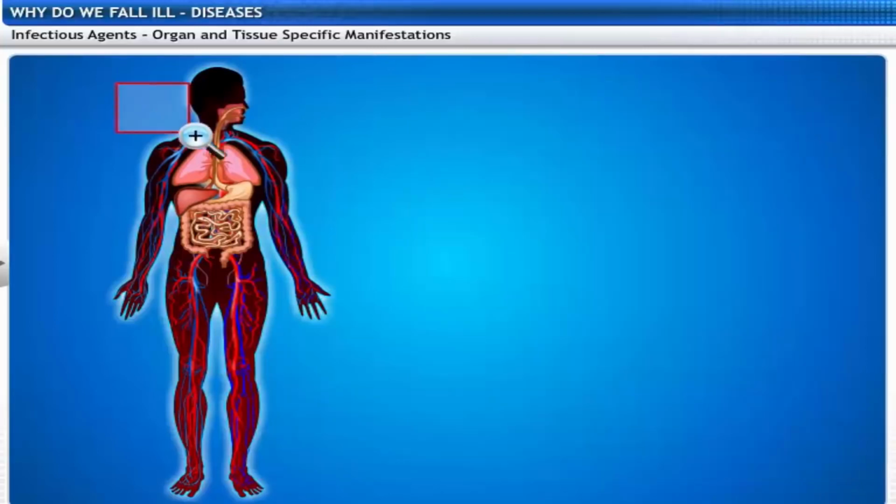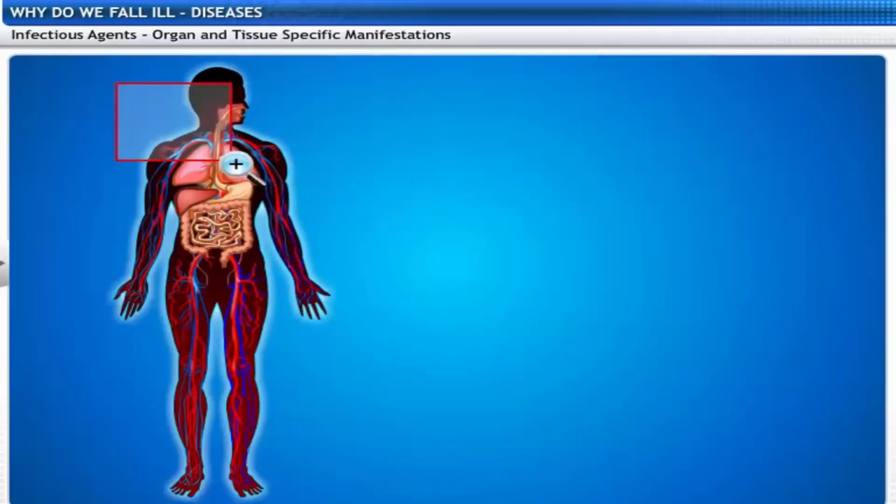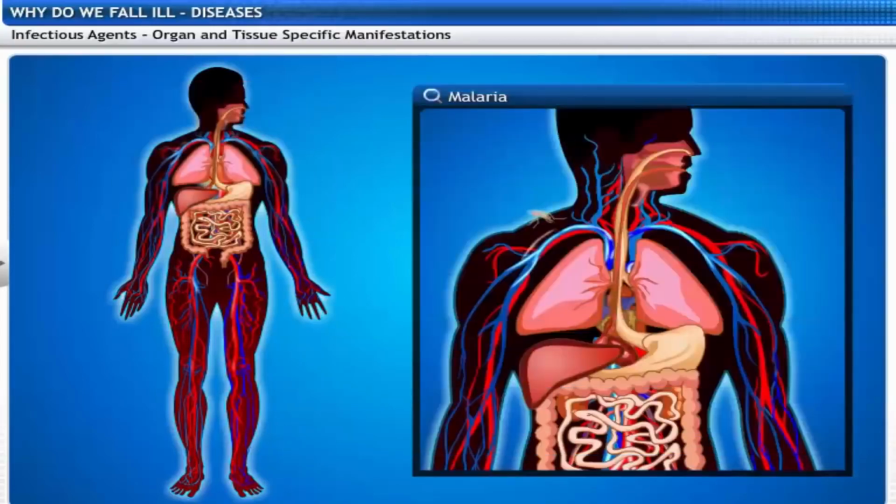If microbes enter the liver, like viruses do, they cause jaundice. Microbes that cause malaria enter through a mosquito bite, go into the liver, and later destroy the red blood cells.